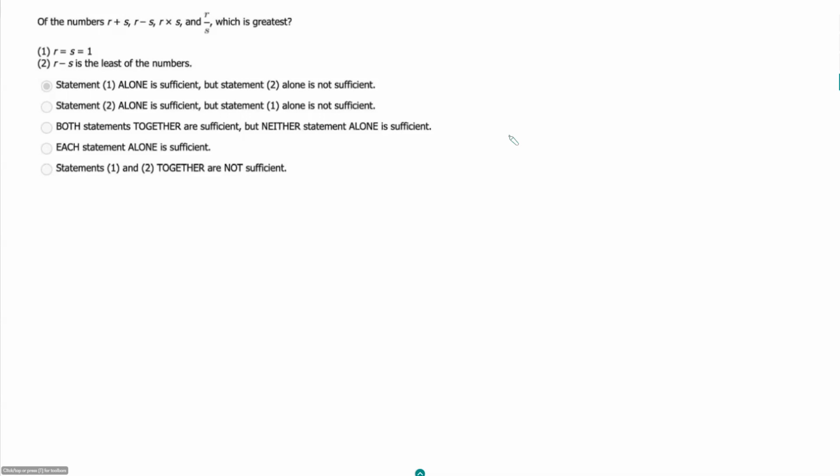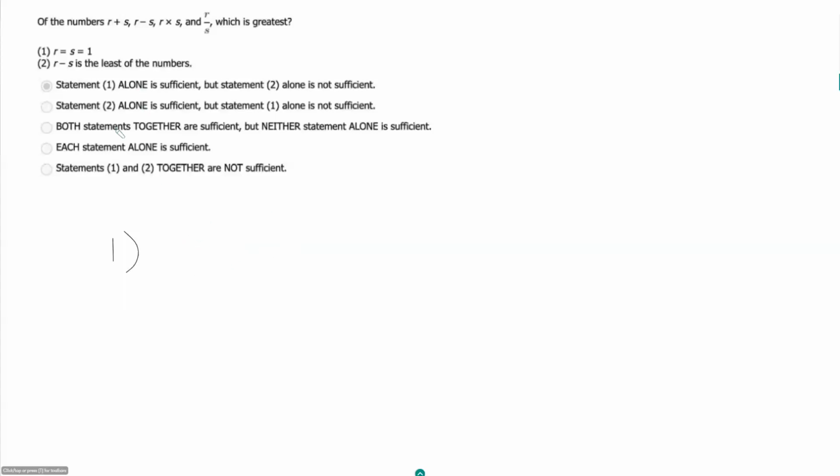Of the numbers r plus s, r minus s, r times s, and r over s, which is the greatest? Okay, so we got 4 numbers all made up of some combination of r's and s's. Statement 1 says r is equal to s, which is equal to 1.